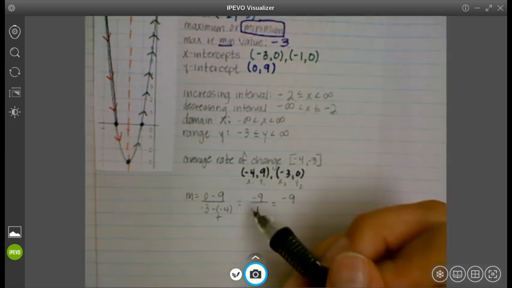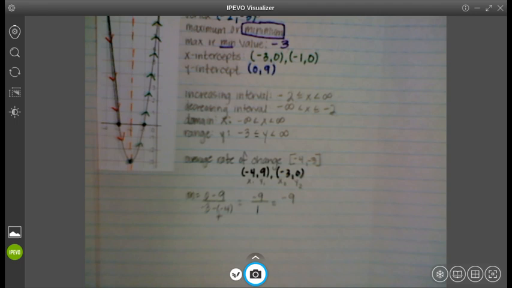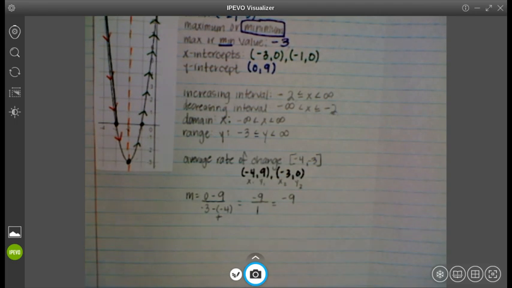And you guys do need to make sure that you're showing this work every time you do average rate of change or average slope. Anytime you're using two points, or if you're given the information on the graph, you should be showing your work every time.